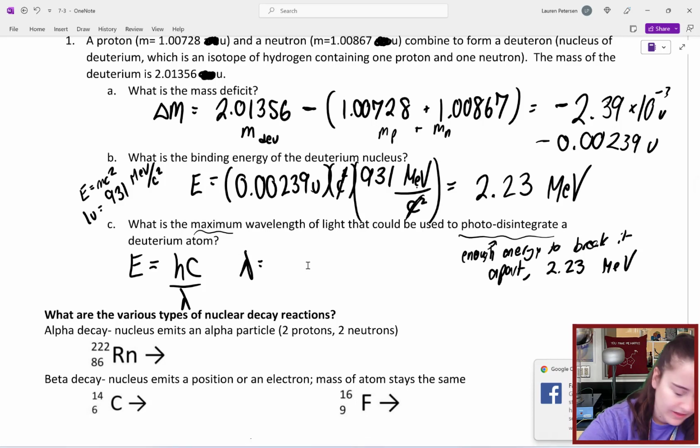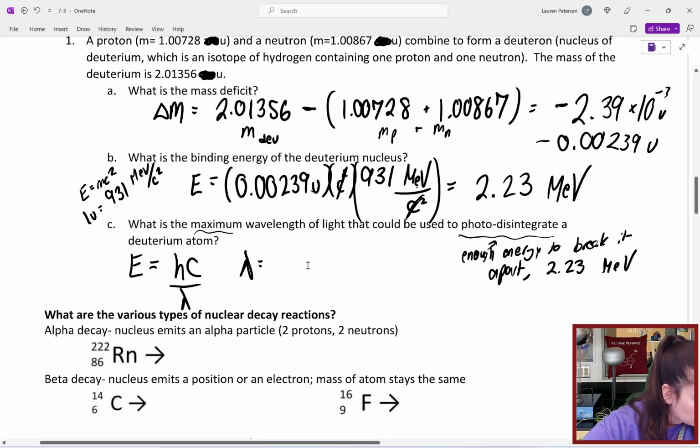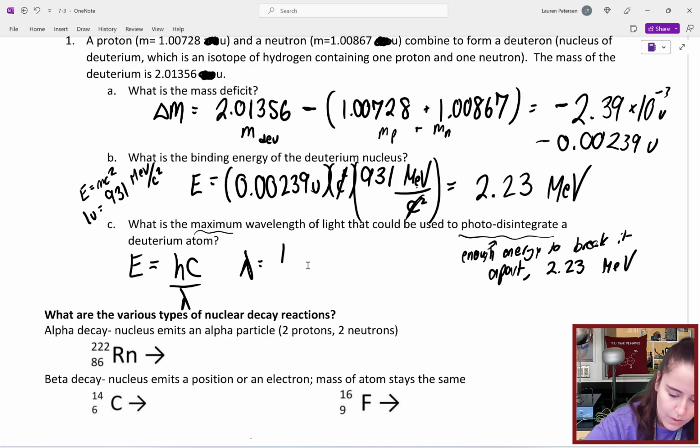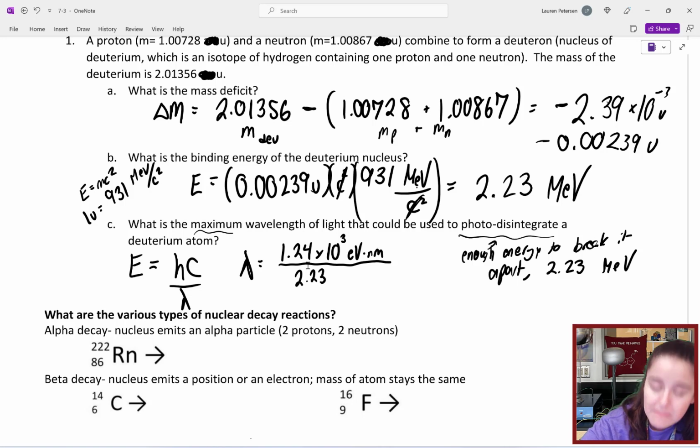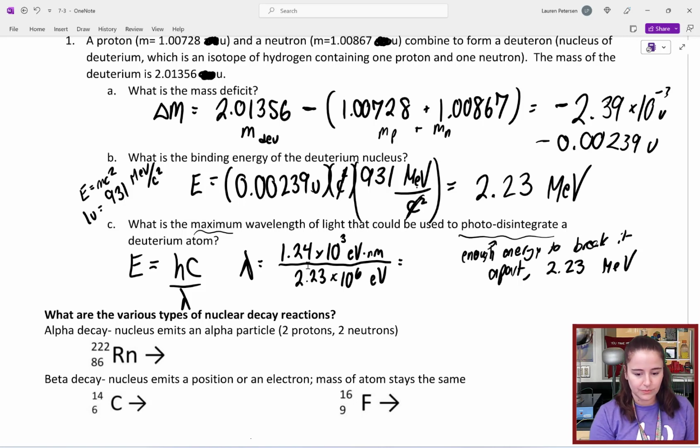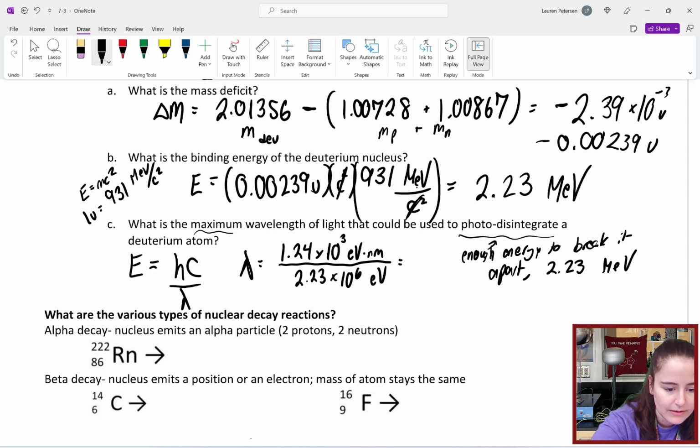But we can get our wavelength from hc, which is 1.24 times 10 to the third electron volt nanometers, divided by 2.23. Mega is times 10 to the sixth, so times 10 to the sixth electron volts. So when we do that, we get, let me move that over real quick.